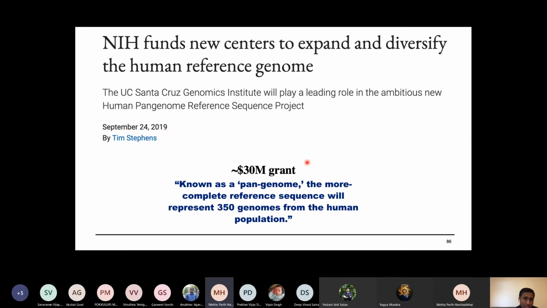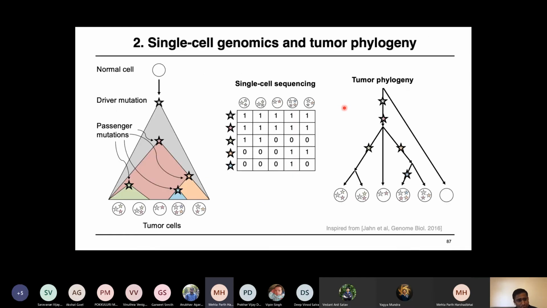So we're also already working on that. In fact, UC Santa Cruz Genomics Institute is one of the leading players in this area. And NIH gave a $30 million grant in which UC Santa Cruz is going to play a leading role. And I'm involved in that, and also involved with a lot of leading experts in this area. And I'm going to be continuing that effort once I move on to UCSD.